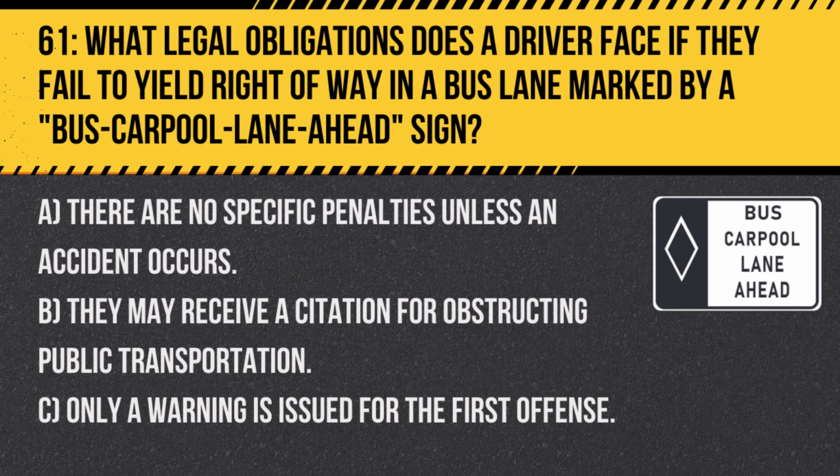Question 61. What legal obligations does a driver face if they fail to yield right-of-way in a bus lane marked by a bus carpool lane ahead sign? A. There are no specific penalties unless an accident occurs. B. They may receive a citation for obstructing public transportation. C. Only a warning is issued for the first offense. Answer. B. They may receive a citation for obstructing public transportation. It's important to respect bus lanes to ensure the efficient movement of public transit.